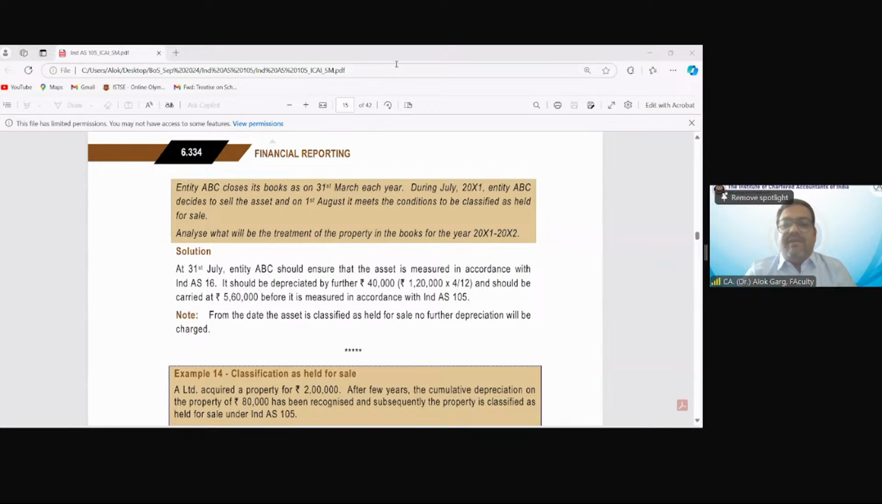Okay, perfectly fine. If you have no questions now, let me conclude the session today. Thank you so much, friends. We will be completing this Ind AS 105 tomorrow, and I'll cover largely all the illustrations from the ICAI study material. The examples which I have taken were there in the ICAI study material also.